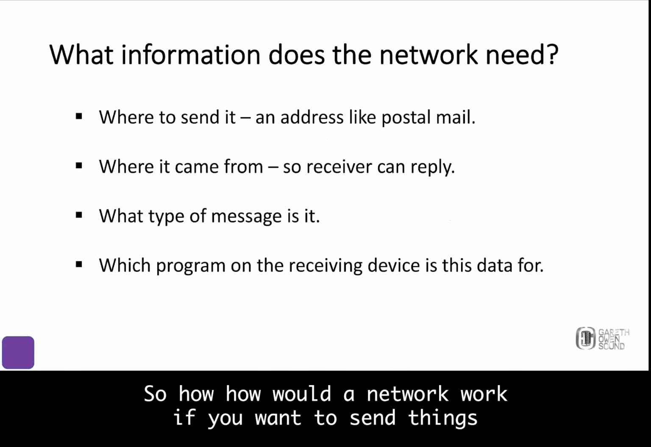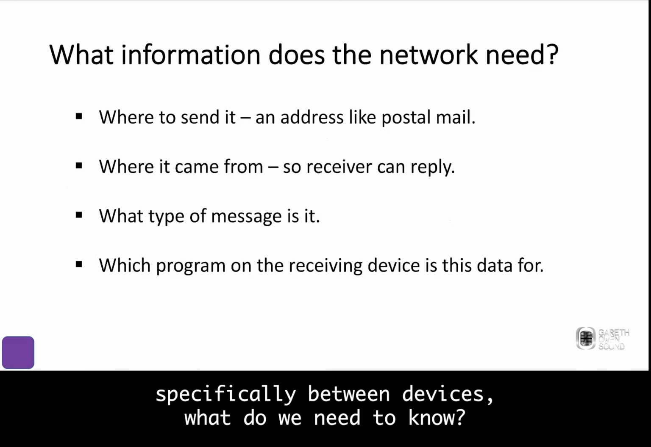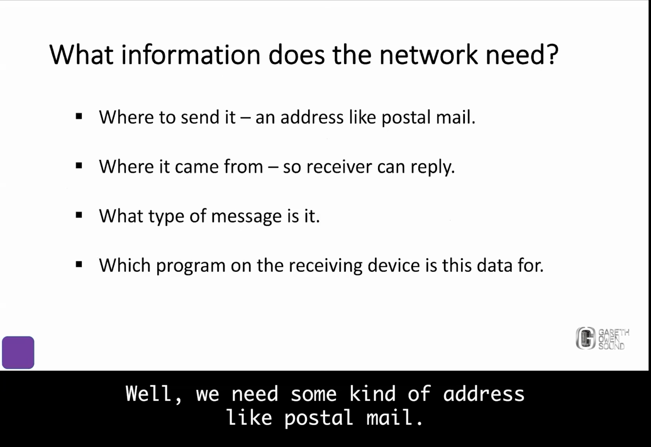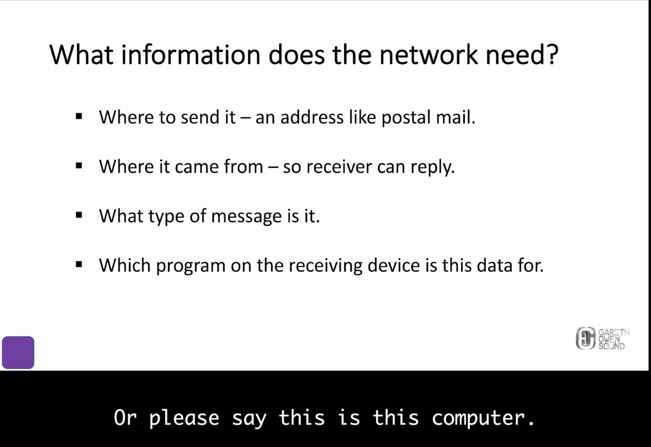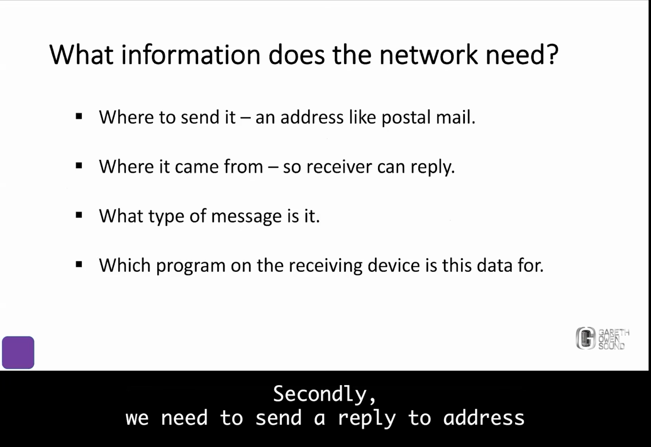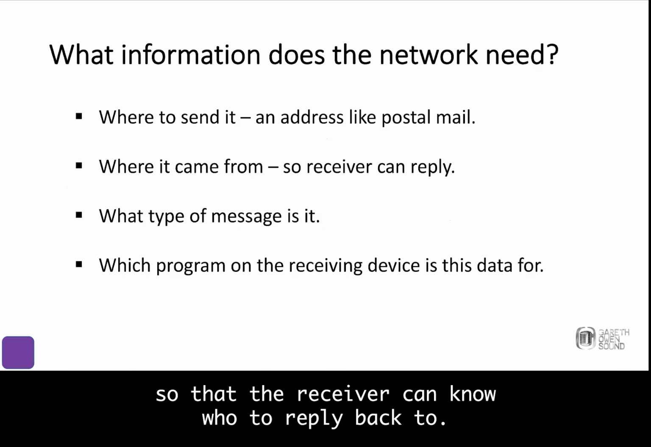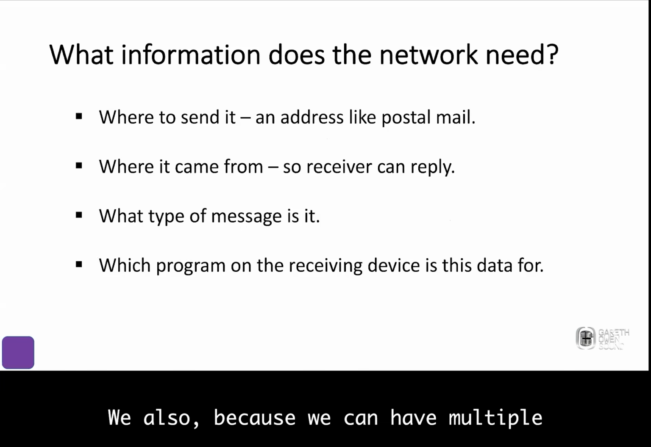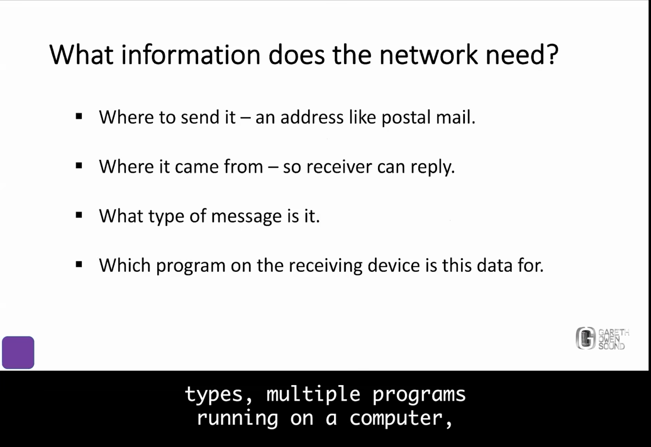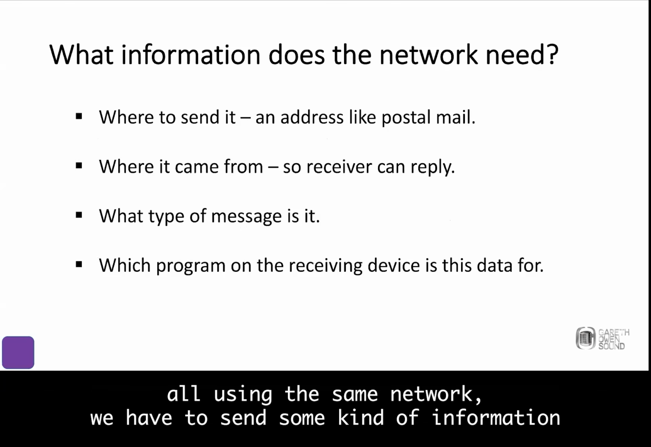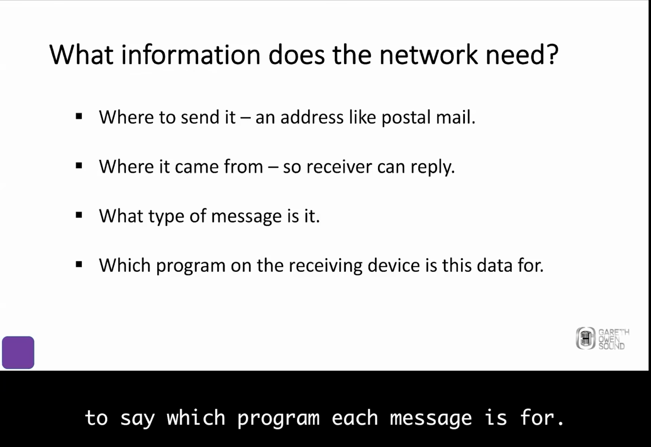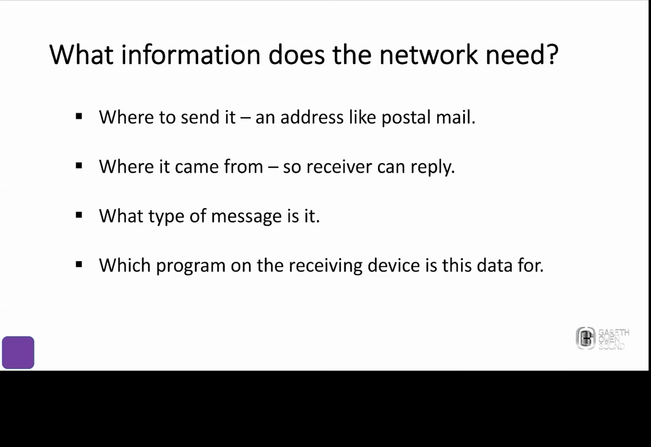So how would a network work? If you want to send things specifically between devices, what do we need to know? Well, we need some kind of address, like postal mail, where we say, this is this computer, and I want to send a message to this computer. We need a way of addressing. Secondly, we need to send a reply-to address, so that the receiver knows who to reply back to. We also, because we can have multiple programs running on a computer, all using the same network, have to send some kind of information to say which program each message is for. That's the basics at the beginning.